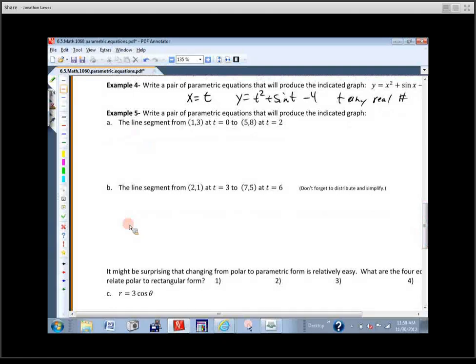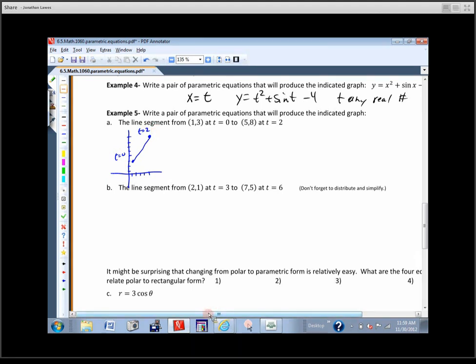We're actually going to parameterize a line. So this is a line that goes from 1, 3 to 5, 8. It starts here at t equals 0 and ends here at t equals 2. So let's draw a quick sketch of what this would look like. So 1, 3 would be right here, and then 5, 8 would be right here. So it starts here and ends up there. Starts here at t equals 0 and ends here at t equals 2.